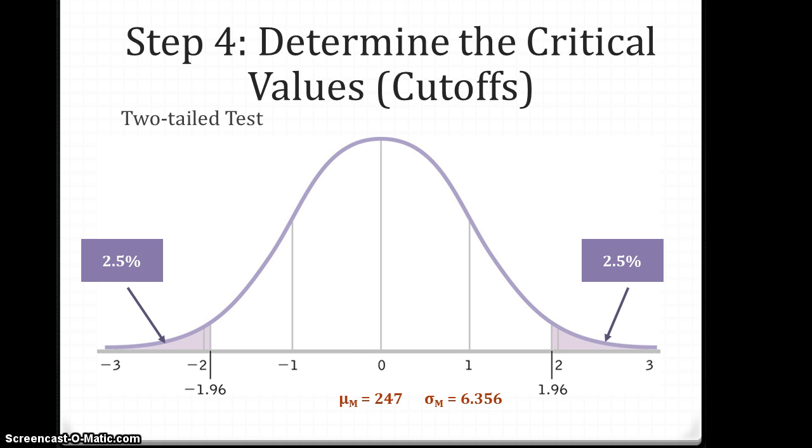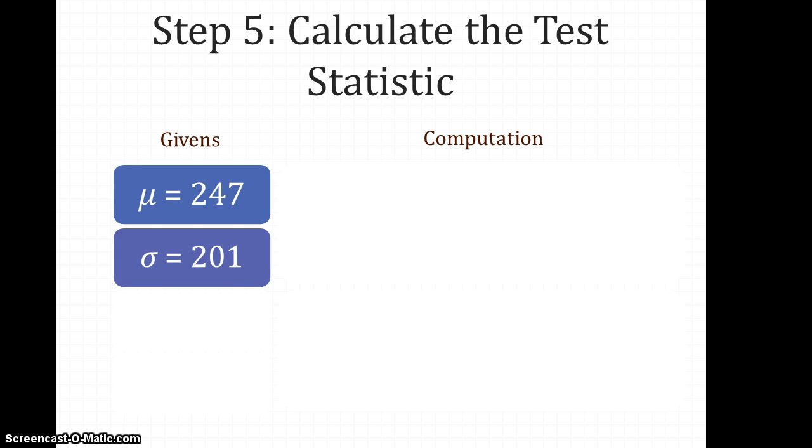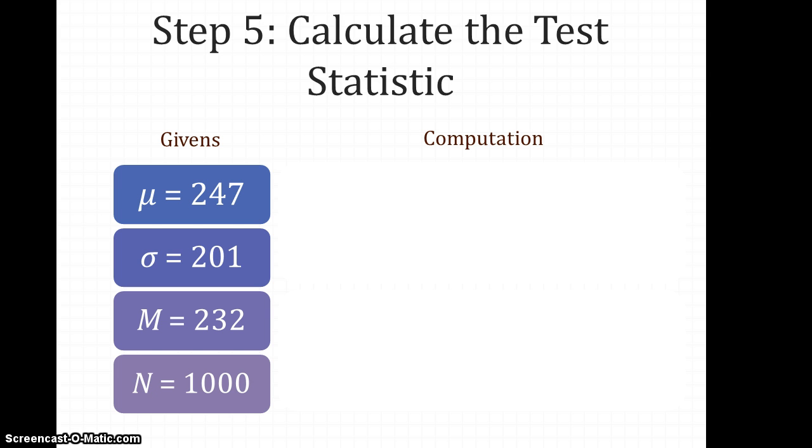So now we finally get to the fun part. We get to calculate the test statistic. And so let's list our givens from our problem in the beginning. So first we have the population mean of 247 calories. We have the population standard deviation of 201. We have the mean of the sample, which is 232 calories, so the amount of calories per drink after they've posted the calorie counts on the menu. And then we have the number in our sample, which is 1,000.